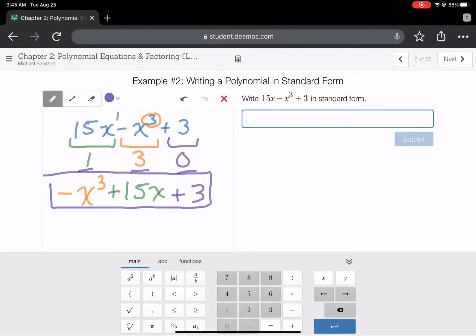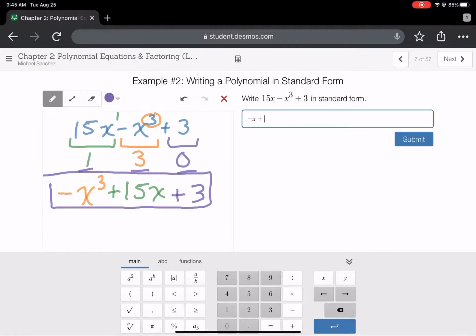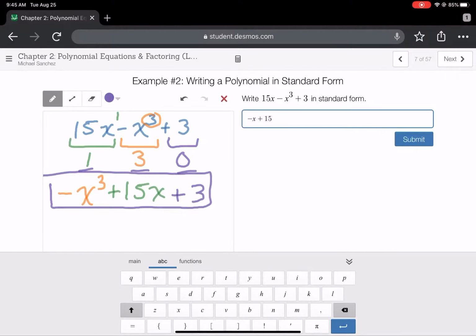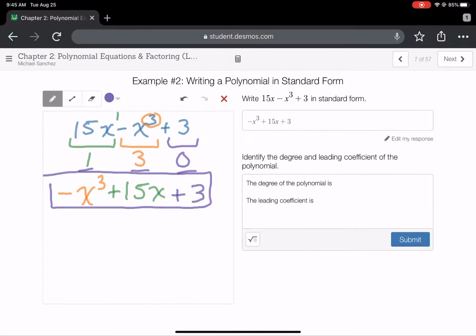I'm going to go ahead and type that in there. Negative x to the power of 3 plus 15x, plus 3. I know I forgot the exponent, so I'm going to go back and add that there. Oh, it's not squared, it's to the power of 3. And then I'm going to go ahead and submit that. So that is written in standard form, largest degree to smallest degree.